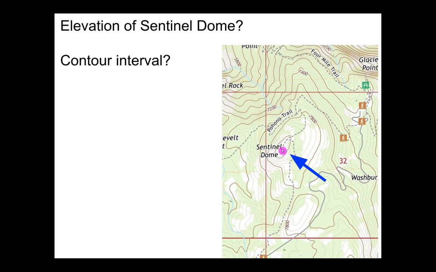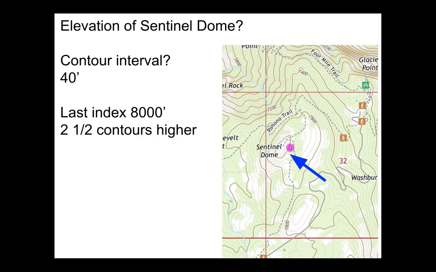So the top of a hill is a half contour line higher than the last contour line. The contour interval is 40 feet. The last index was 8,000. This is 7,800. This is 8,000 feet. So it's 1, 2.5 contours higher. So the summit of Sentinel Dome is 8,100 feet.